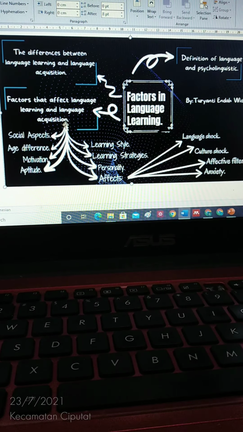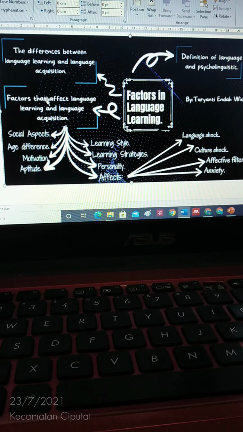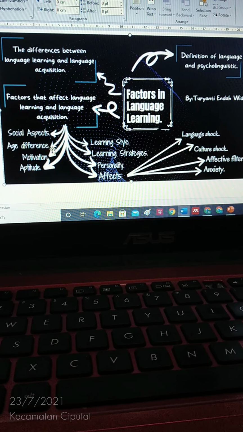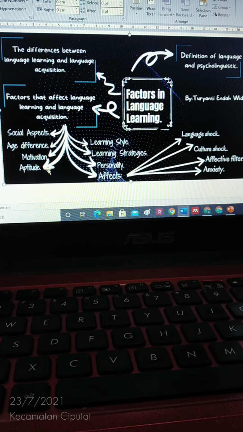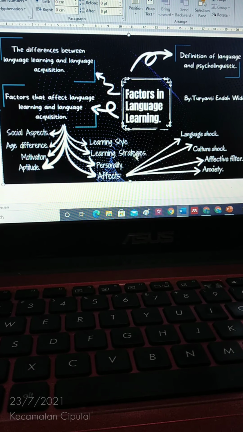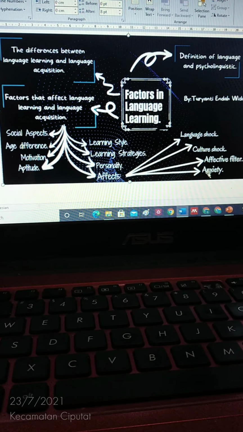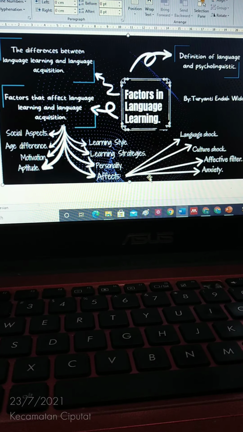In the field of psycholinguistics, Gass and Selinker 2008 put forward 8 dimensions which affect the language learning acquisition process. Here we go. Factors that affect language learning and language acquisition, such as social aspects, age difference, motivation, aptitude, not attitude, but aptitude, learning style, learning strategies, personality, and affects. Affects become language shock, culture shock, affective filter, and anxiety. So, I'm going to explain what it does. Here you go.